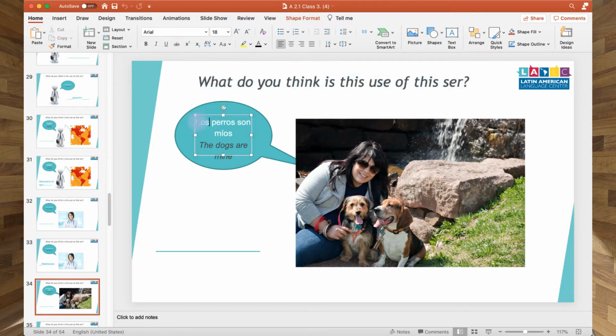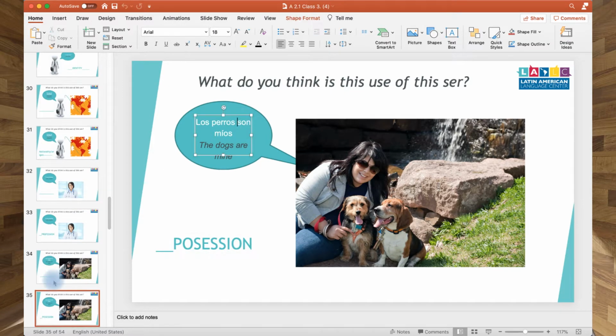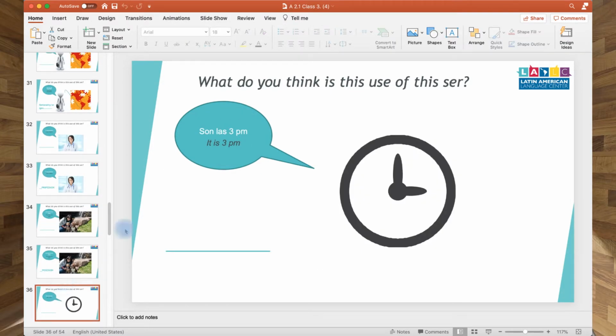Then, what do you think is this use? Los perros son míos. The dogs are mine. O el perro es mío. Es tuyo. What are those? Is yours, is mine, it is possession. Okay? So everything that is possession is always ser.